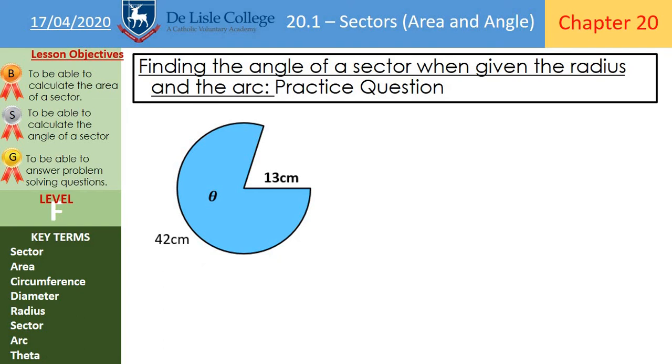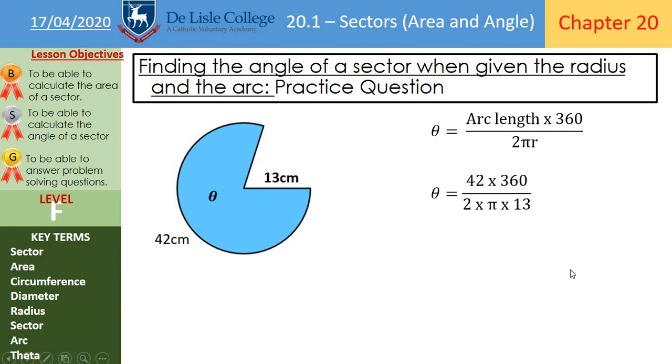Right, I would like you to have a go at another practice question for me and pause the video as you do this. Right, very well done. So first things first is we're using our formula. We've got the arc length here, which is 42. We're trying to find the angle. We have our radius of 13. So we can substitute those into our formula here and we end up with this.